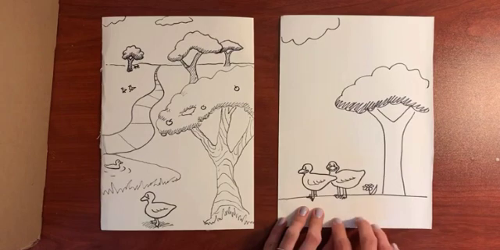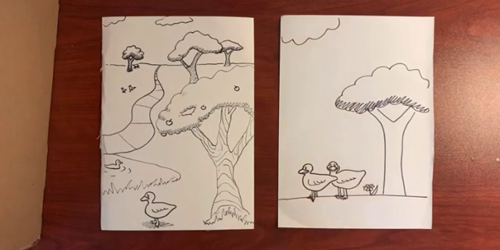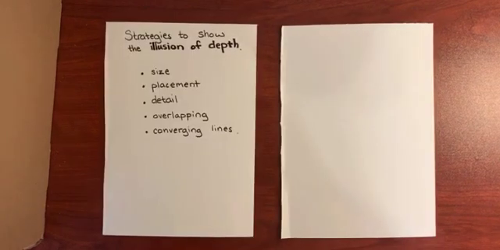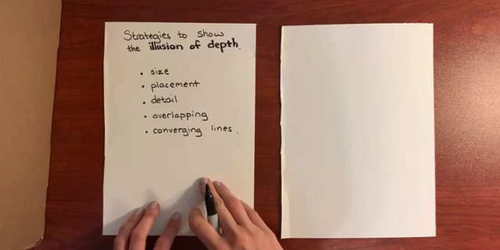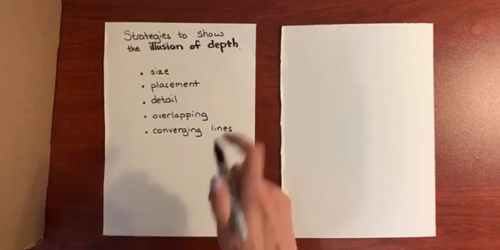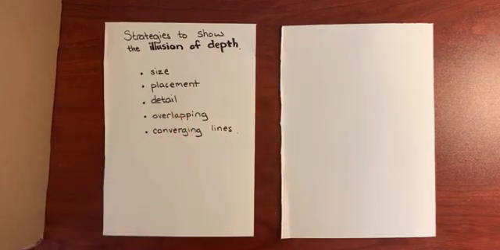So if we would like to show the illusion of depth in our artwork, there are some strategies that we can follow. Right here you see the 5 main strategies that we're going to talk about today for showing the illusion of depth. We're going to go through each one by one.